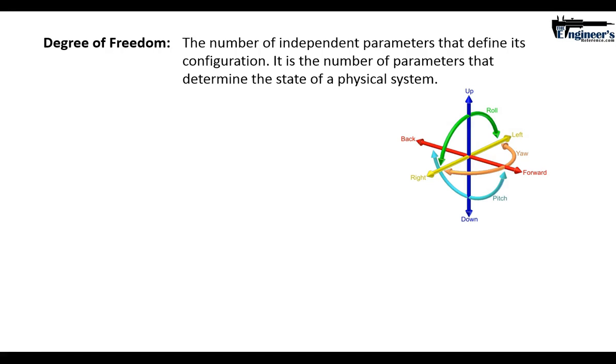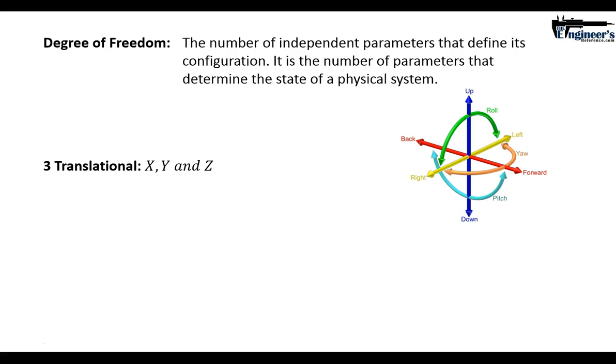Now, in order to understand linkages, first I want to go through another concept, degrees of freedom. When we think of a degree of freedom, it's just how much movement an object has to move around. It's the number of independent parameters that define its configuration. It is the number of parameters that determine the state of a physical system. That's just a fancy way of saying it can go up, down, left, and right.